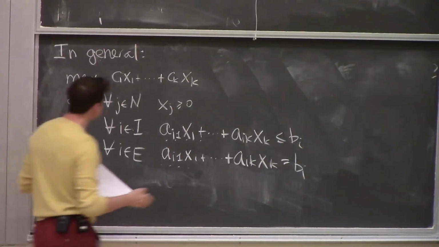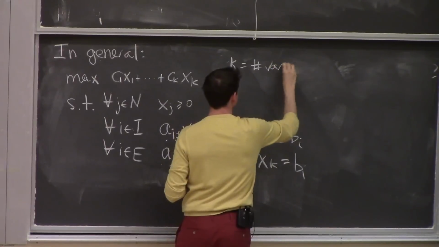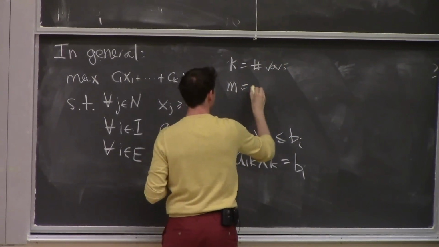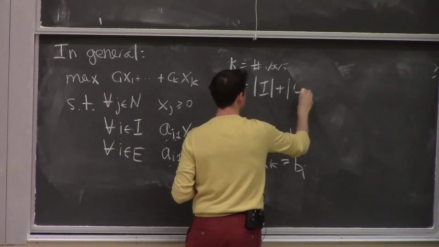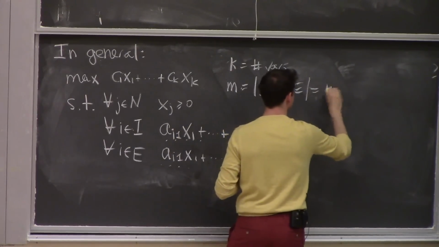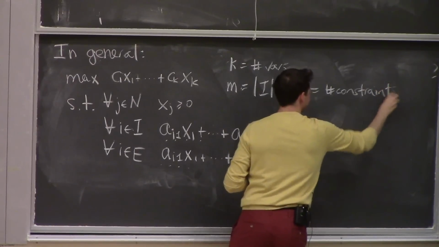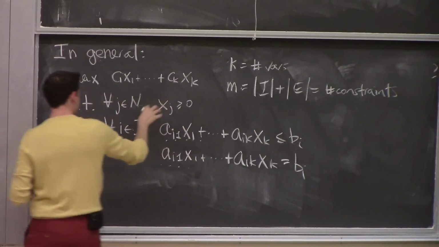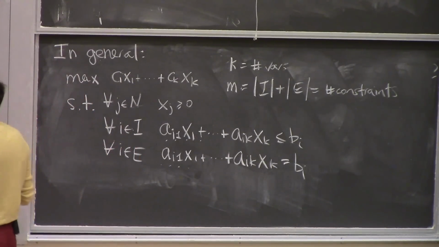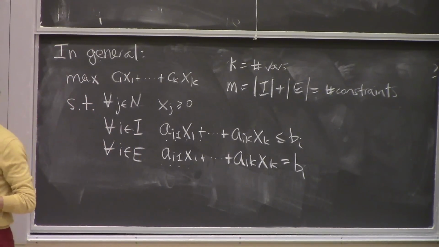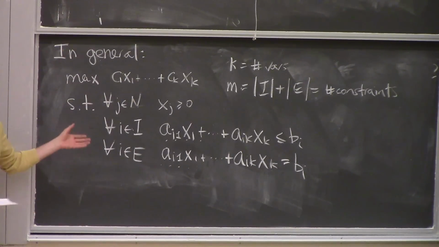So we have k is the number of variables. We can call m the number of constraints, which is the number of things in I plus the number of things in E. And why am I not counting these? Well, they are constraints, but we treat them a bit differently, the same way that here you saw that they played a slightly different role. So this is just a general linear program.